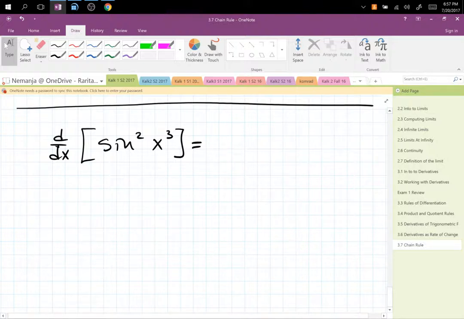So it's like layers of onion. So you have the outer function, which is the outer shell, and what's the most outer function for this problem? X squared. Very good. X squared. And then what's the one layer in? Sine x. And what's the one all the way on the bottom? X cubed.